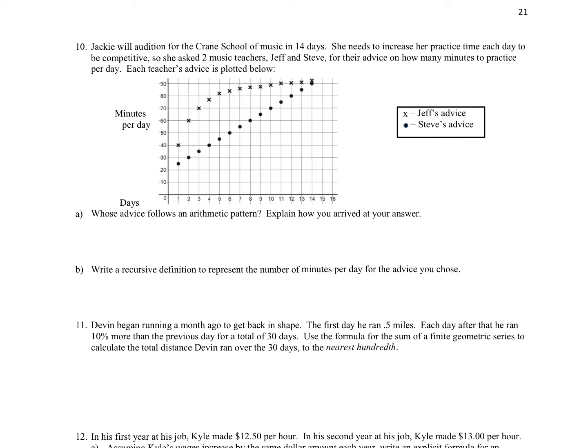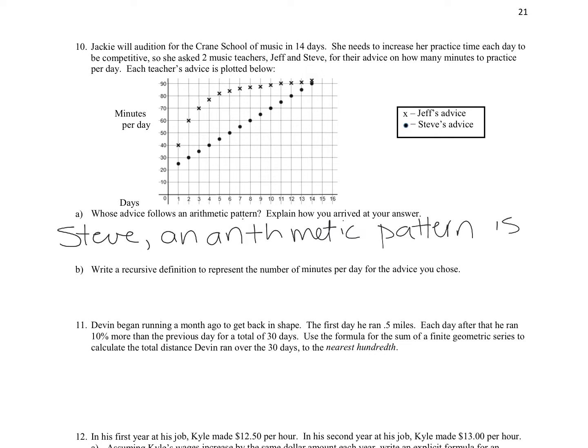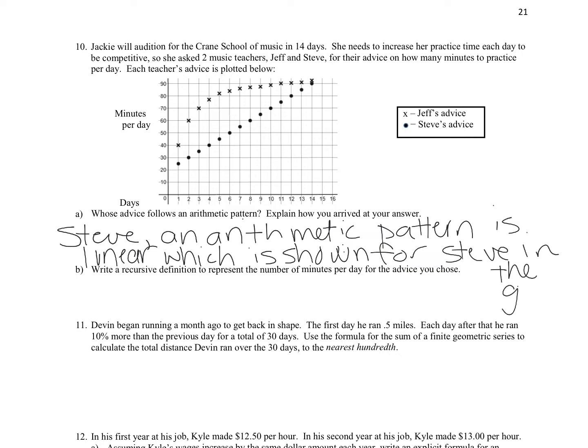So when we think about arithmetic versus geometric, arithmetic is like a linear pattern, so it's a straight line. The dots are Steve's advice. So I'm going to say Steve, an arithmetic pattern is linear, which is shown for Steve in the graph. So something like that is a fine explanation.